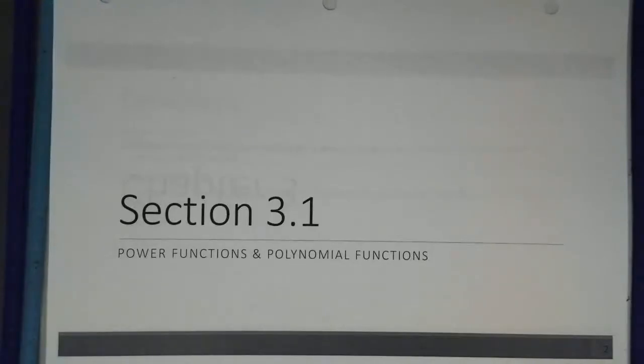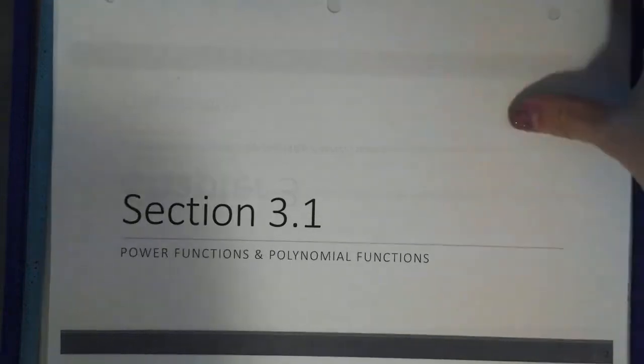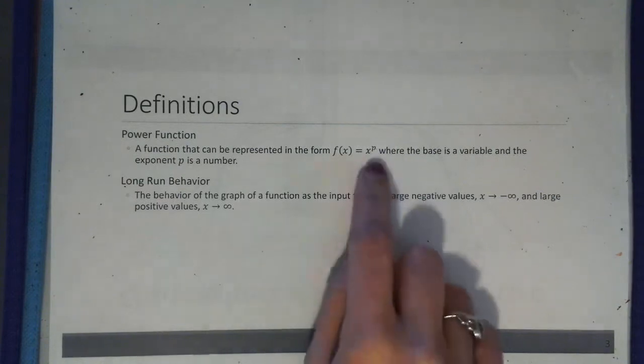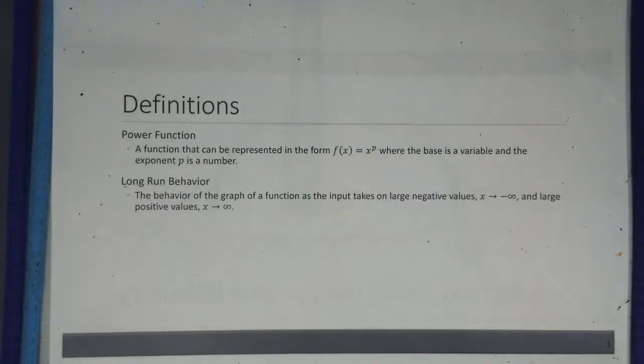In this video, we will be looking at section 3.1, which covers power functions and polynomial functions. We're going to start off with some definitions. A power function is a function that can be represented in the form f of x equals x to the p power, where the base, in this case x, is a variable and the exponent p is a number. So we just have x raised to a power.